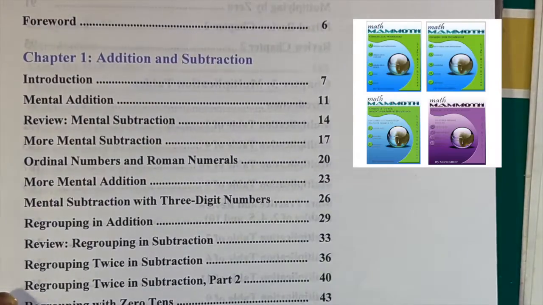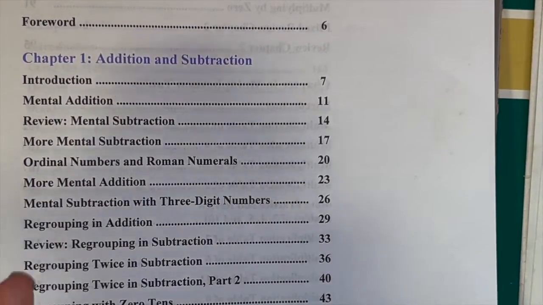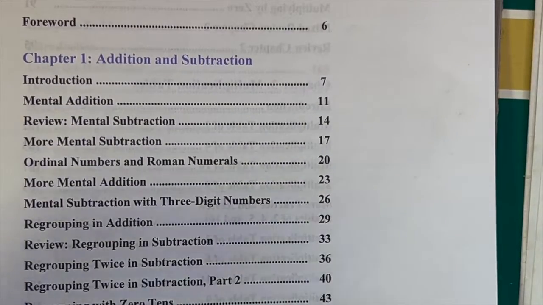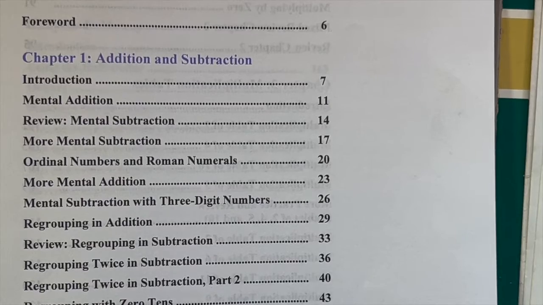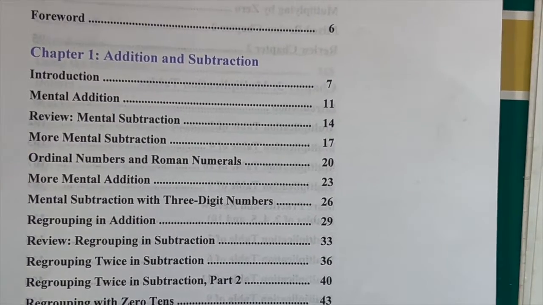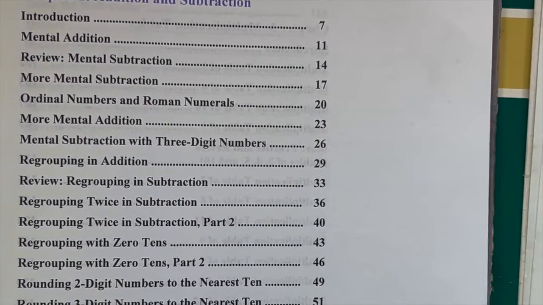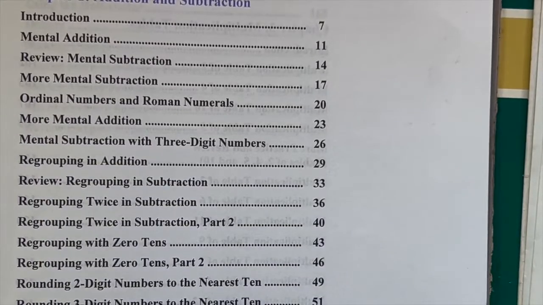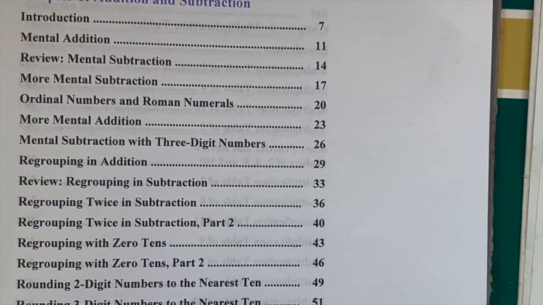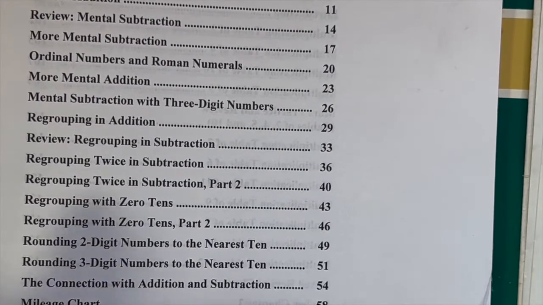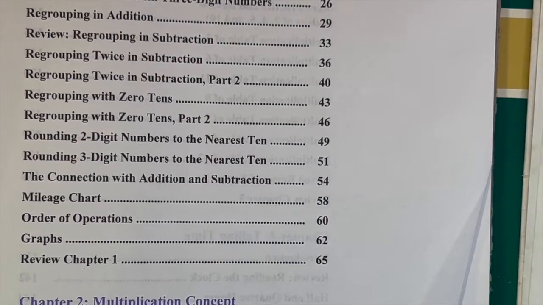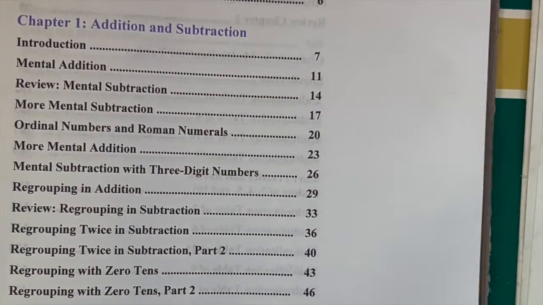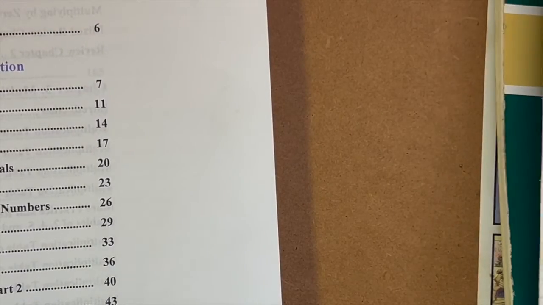So this is everything for Chapter 1 for Math Mammoth. You're doing a lot of review, mental subtraction and addition. More mental subtraction and addition. They want to make sure you know your addition and subtraction, y'all. I like that. Okay, you have regrouping and addition. I'm just jumping around. More regrouping, rounding. Okay, so a lot of number sense stuff going on here. A little bit of mileage, order of operations, graphs, and then a review. So you got a lot going on for Chapter 1 for Math Mammoth.